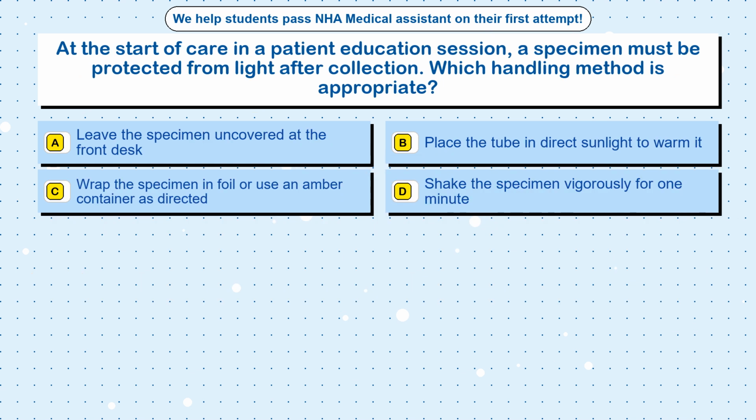Question 83. At the start of care in a patient education session, a specimen must be protected from light after collection. Which handling method is appropriate? Option A, leave the specimen uncovered at the front desk. Option B, place the tube in direct sunlight to warm it. Option C, wrap the specimen in foil or use an amber container as directed. Option D, shake the specimen vigorously for 1 minute.